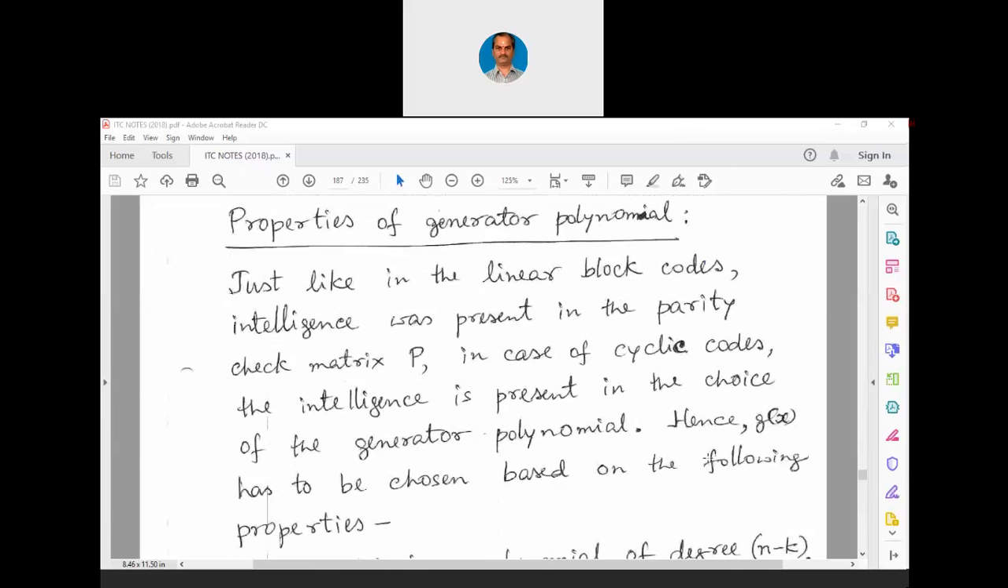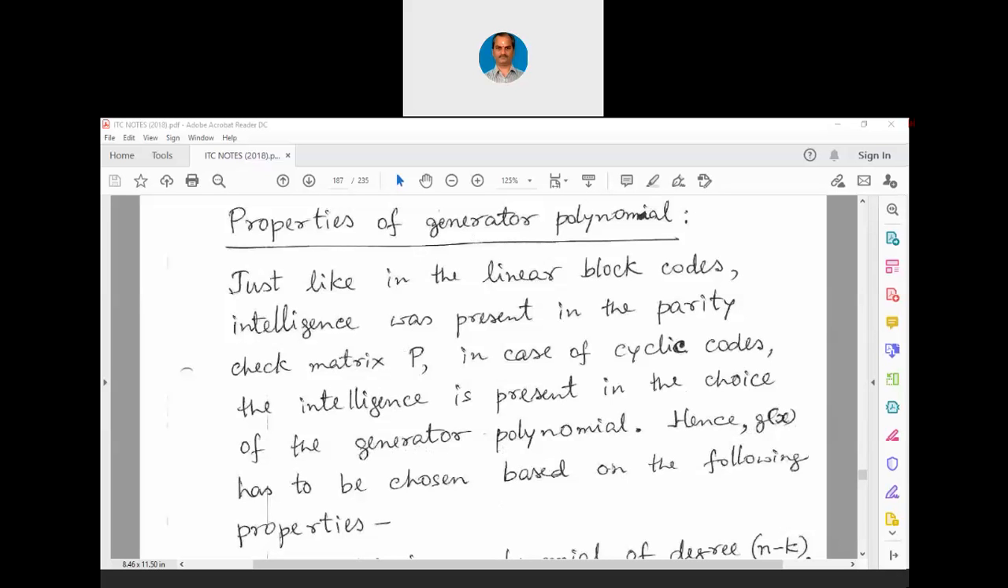Let us see what are the properties of the generator polynomial. Just like in the linear block codes, intelligence was present in the parity check matrix there. We had a parity check matrix called P, which was derived from the Hamming matrix. Actually, parity check matrix itself was called the Hamming matrix also, to honor the scientist Hamming. Now the intelligence was present in that parity check matrix only. Now in the case of cyclic codes, the intelligence is present in the choice of the generator polynomial.